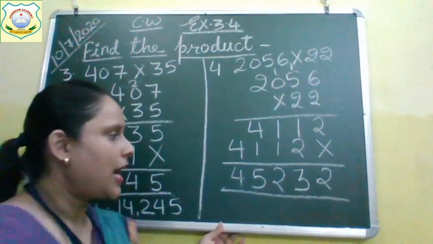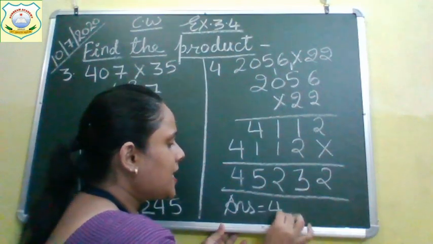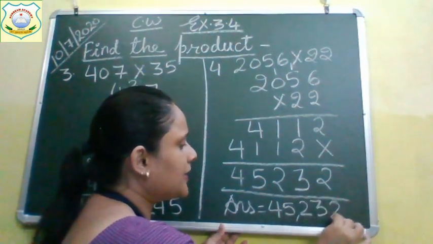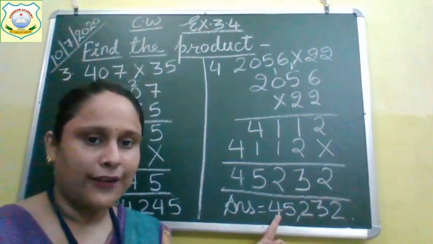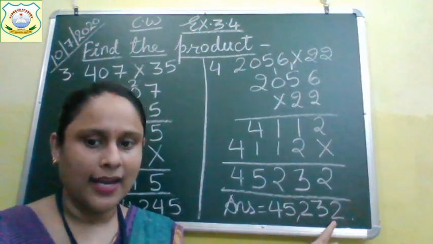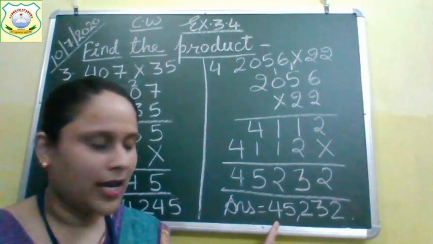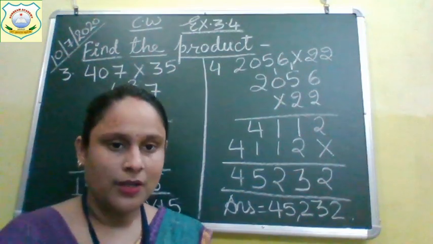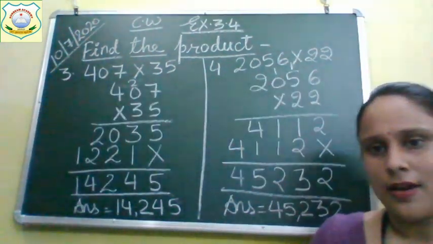Okay, so now the answer is, read out the answer everyone. It's 45,232. Read the number with me now children. 45,232. Read it again. 45,232. Okay, now I am giving you the time for copying down question number 4.